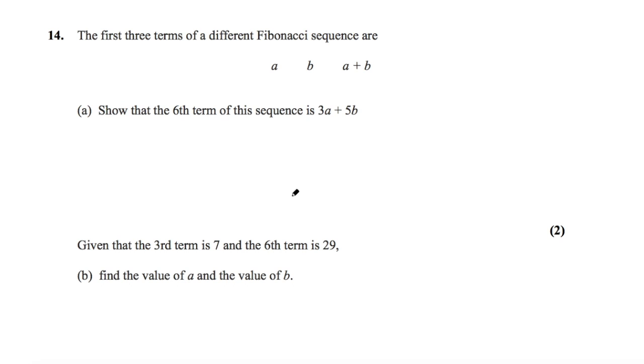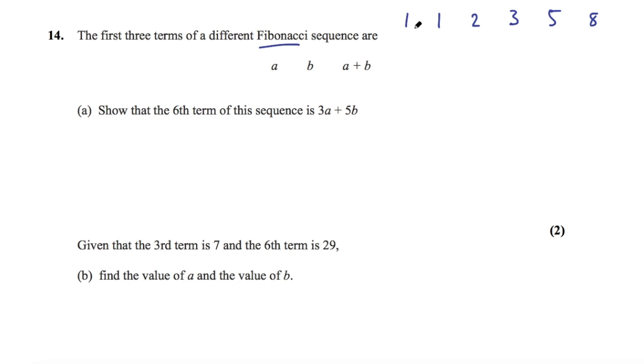Question 14 says the first 3 terms of a different Fibonacci sequence are A, B, A plus B. Part A says, show that the 6th term of this sequence is 3A plus 5B. Well, you need to know in a Fibonacci sequence, you're adding the previous 2 terms. So the first term is A, the second term is B, and the third term is the last 2 numbers added together.